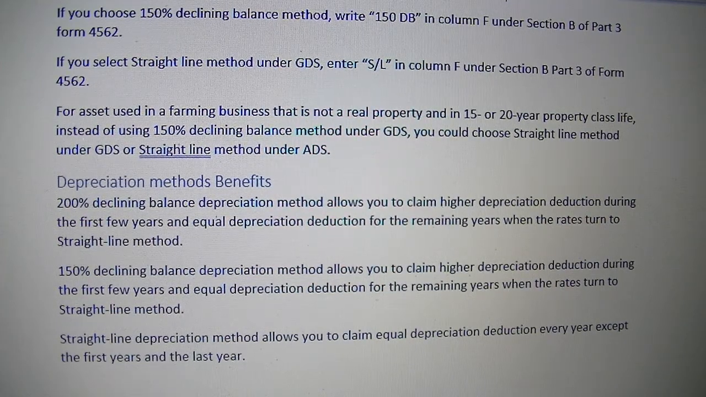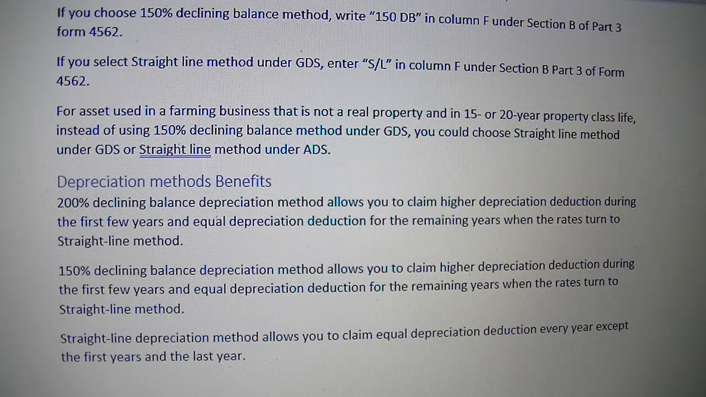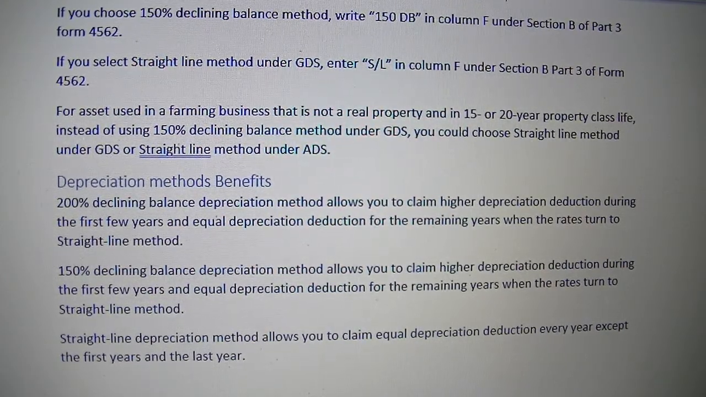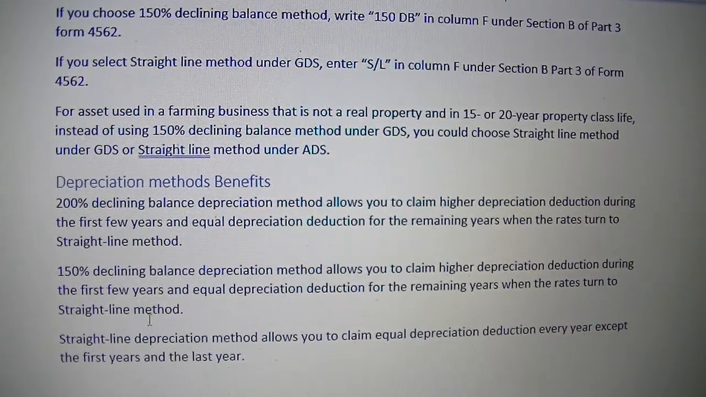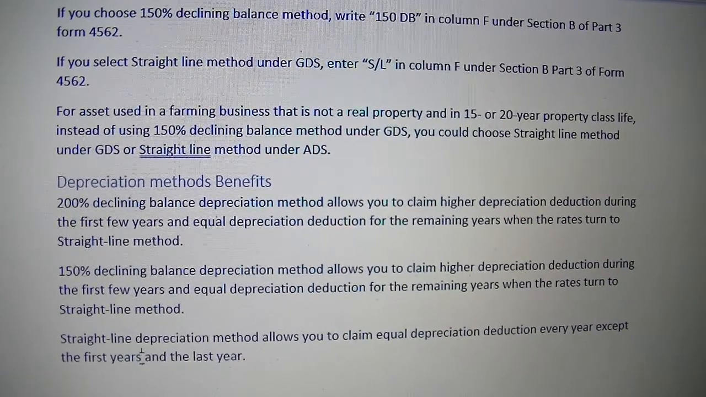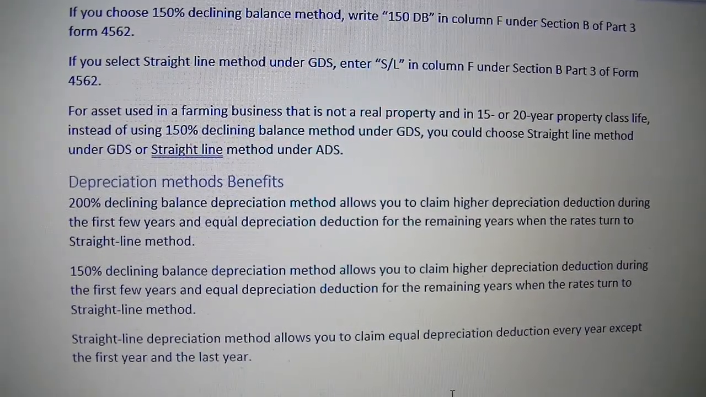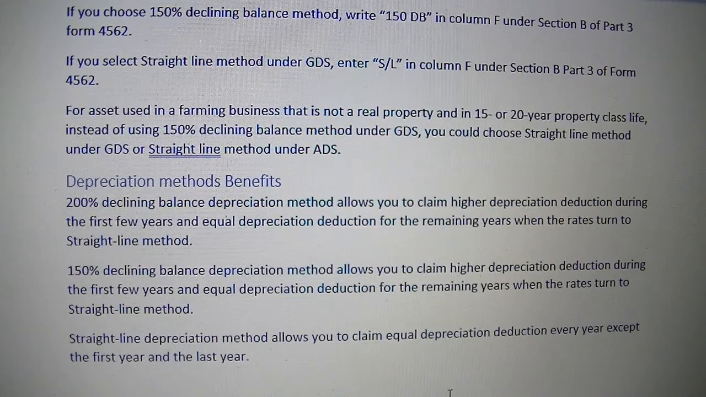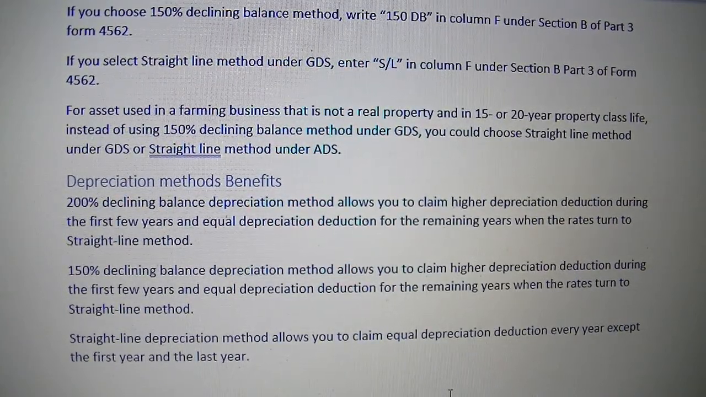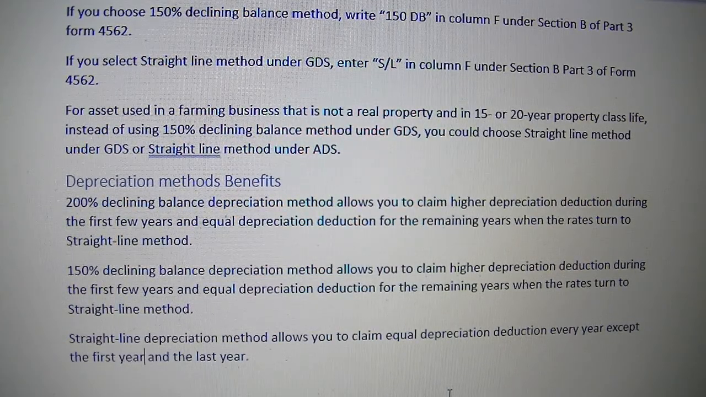And for the straight line depreciation method, you'll take an equal depreciation deduction every year except the first and the last year that you depreciate the asset. And depending on your business, you can choose what you want to use. If you want to take a higher depreciation deduction, then you can just use the default 200%. And I like to use straight line.